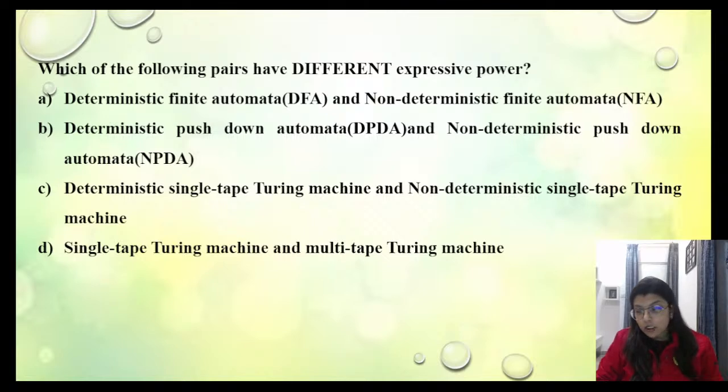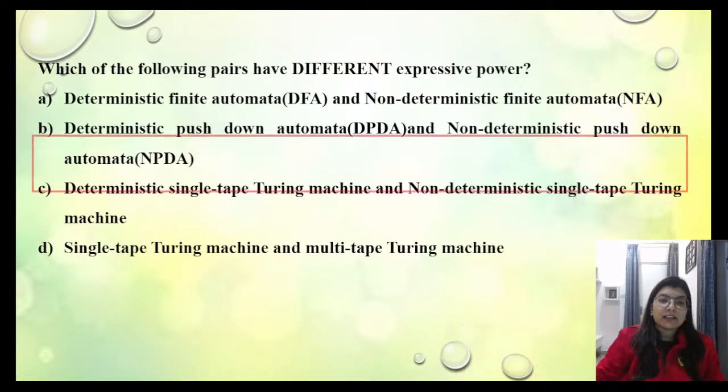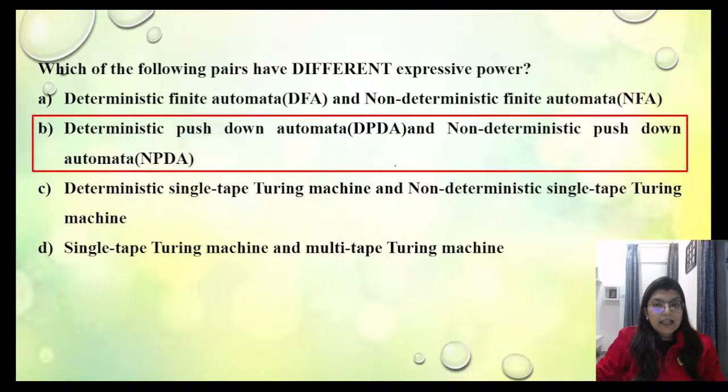But when we talk about pushdown automata, in case of pushdown automata, deterministic pushdown automata and non-deterministic pushdown automata both have different expressive power. Rest everything, whether it is Turing machines, single tape, multi-tape, everything has the same expressive power. Only pushdown automata have different expressive powers. Okay, so remember this point.